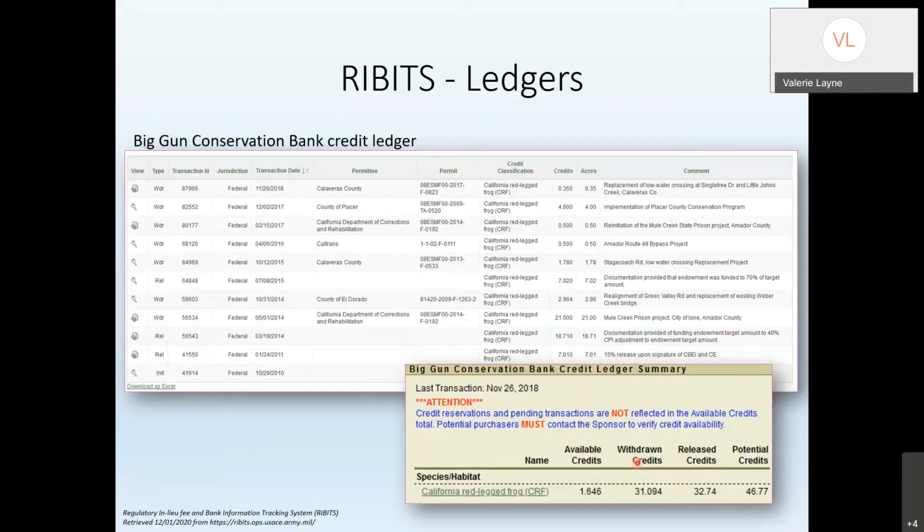And then the withdrawn credits, this is the total number of credits that have been withdrawn from the bank. And this is the number of credits that are currently available for sale, the 1.646. And so you can see they haven't had all of their credits released yet.